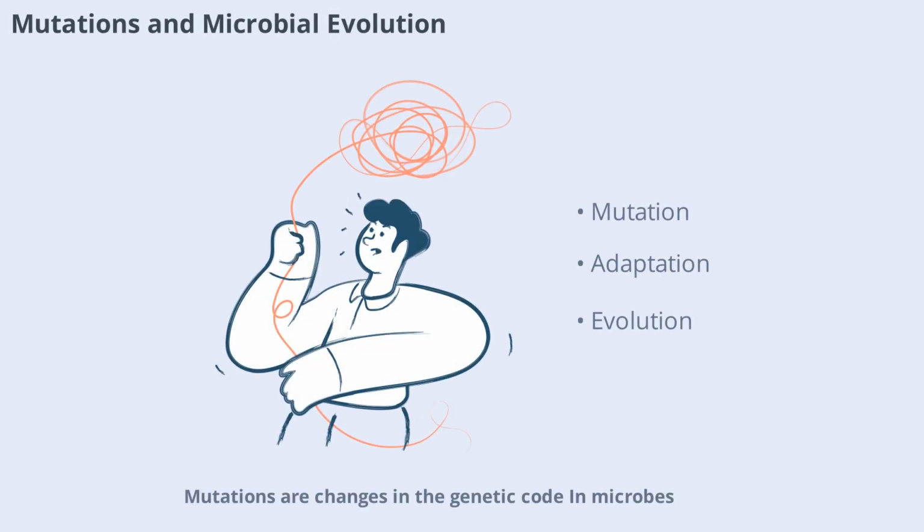Mutations are changes in the genetic code. In microbes, mutations can occur spontaneously or be induced by environmental factors. While some mutations are harmful, others can provide advantages, such as resistance to antibiotics. Because microbes reproduce quickly, beneficial mutations can spread rapidly through a population. This process drives microbial evolution, allowing them to adapt to new threats and opportunities. Understanding mutations helps us track the spread of diseases and develop new treatments.